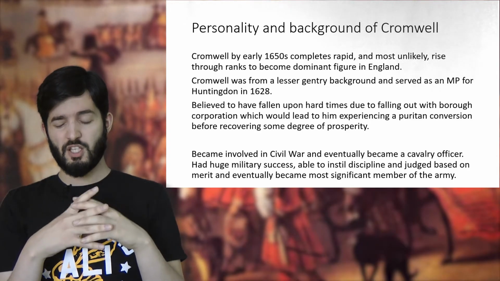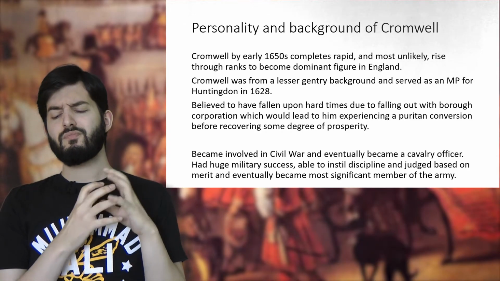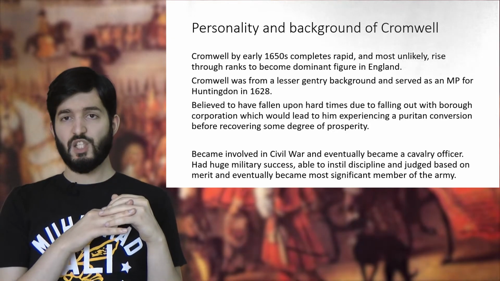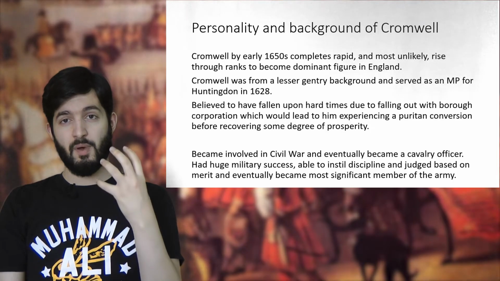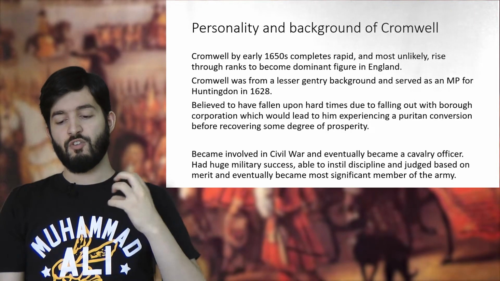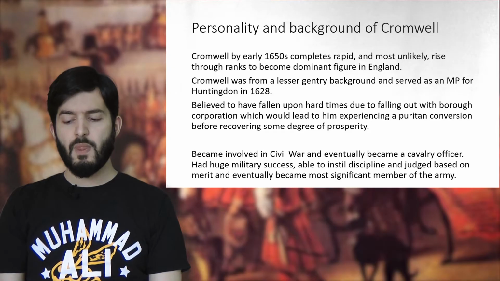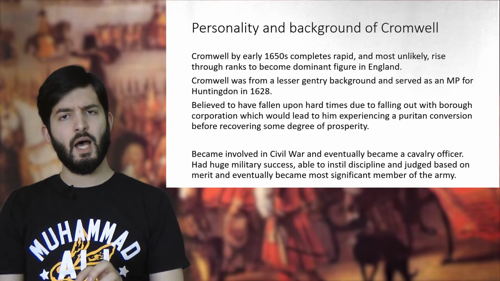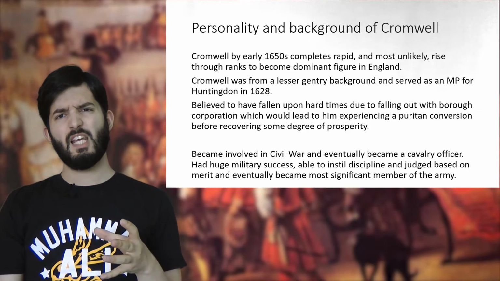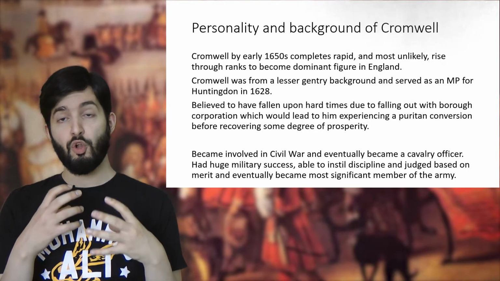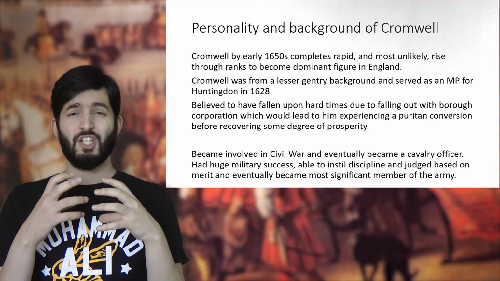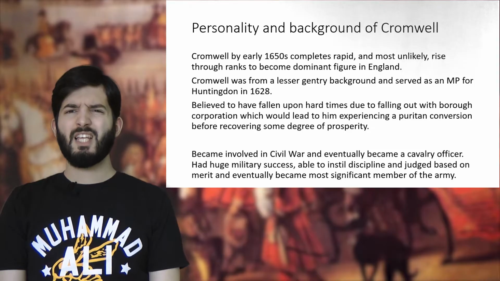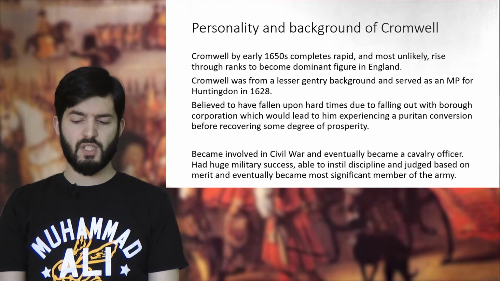There's quite a wide variety of members of the gentry. He initially serves as an MP for Huntingdon, his local constituency, in 1628, which, if you recall, was one of the parliaments that were causing Charles quite a lot of trouble at the beginning of his reign. And so Cromwell is believed to have fallen upon hard times shortly after this. He'd basically gotten into conflict with the local borough corporation, which is essentially the local borough government in his area. Essentially, he'd been accused of corruption and trying to expose it.